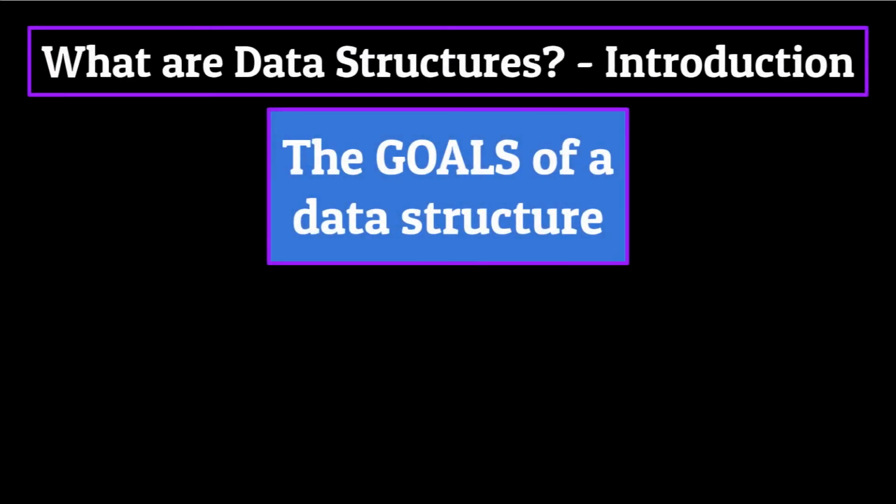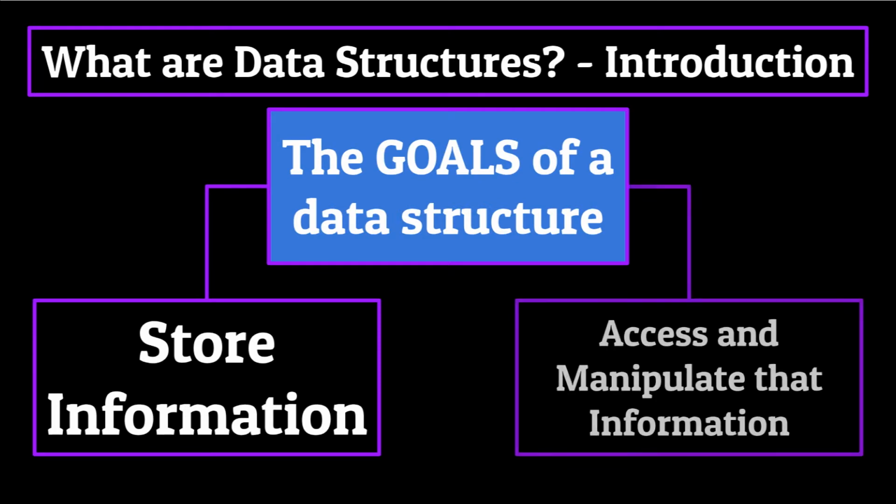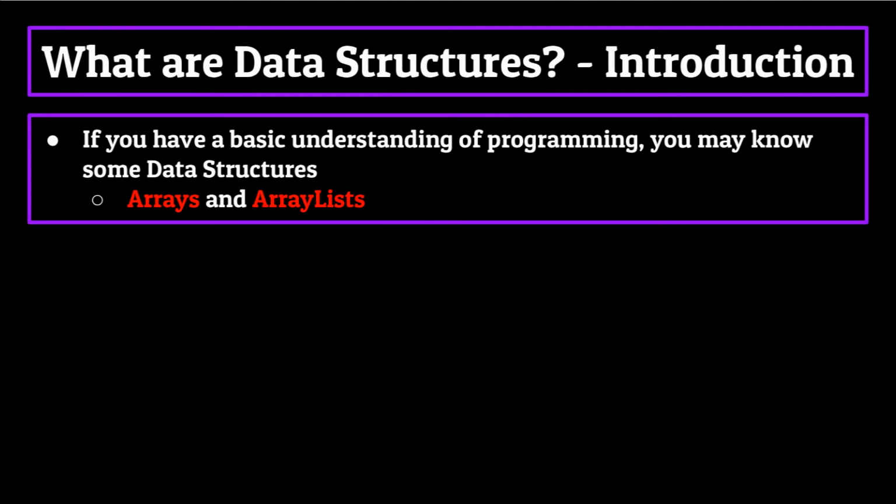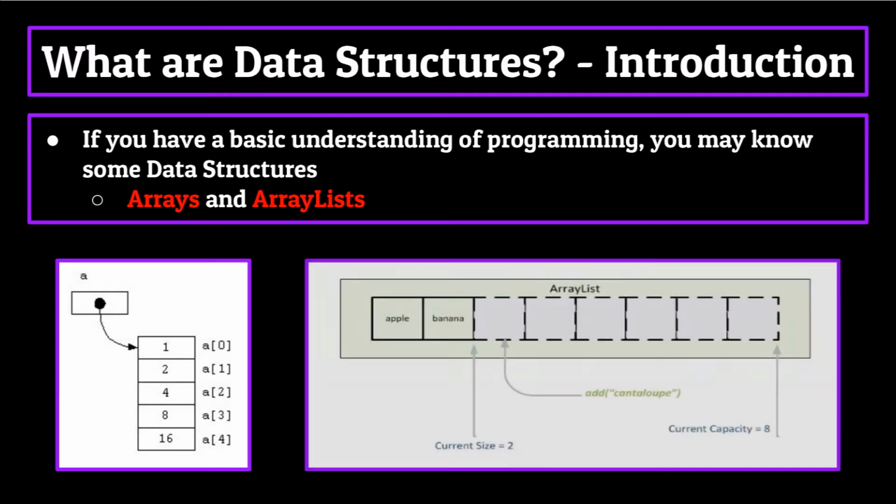Each of the data structures we'll be talking about are designed for the sole purpose of storing information and then allowing the end user to access and manipulate that information in an efficient and effective way. But each one differs in the way that they accomplish this. Now, if you have a basic understanding of programming, you probably know about a few different data structures already, such as the array and/or the array list, which is also known as the list in Python.